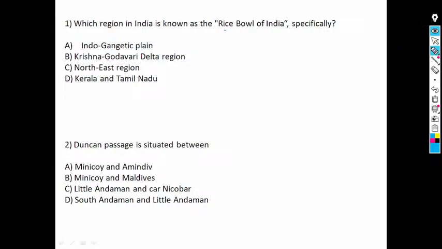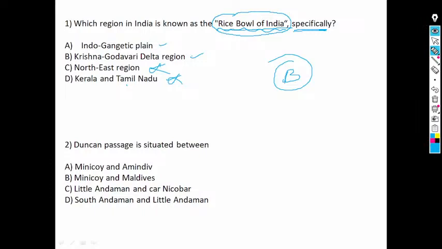Which region in India is known as the rice bowl of India specifically? Indo-Gangetic Plain, Krishna Godavari Delta region, Northeast region, Kerala and Tamil Nadu. See, here we can eliminate options C and D. So in between A and B, we can say B is the correct answer.